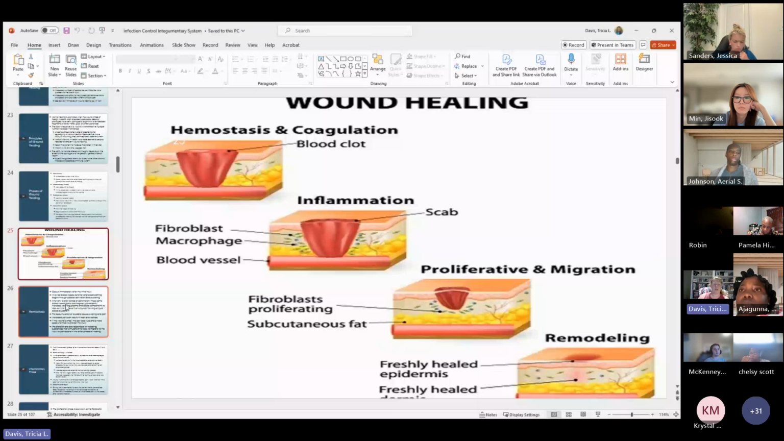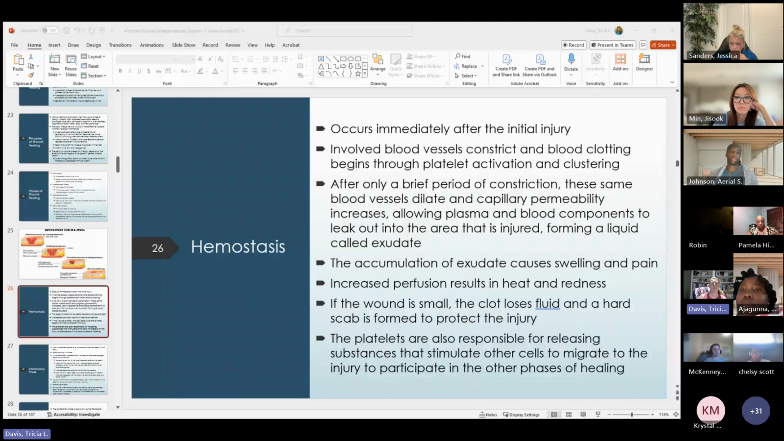All right, so going into great detail about all these phases. Hemostasis occurs immediately after the initial injury. It involves our blood vessels constricting, sending blood to that area, and all of our platelets clustering together to form a clot so that the bleeding stops. After a brief period of constriction, the blood vessels will then dilate again. Capillary permeability starts to increase, and it's going to allow our blood and plasma components to leak out into the injured area, okay?